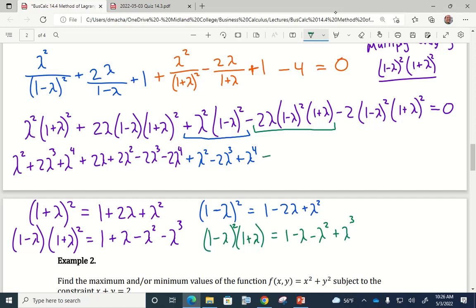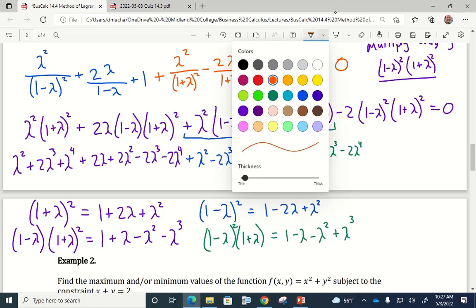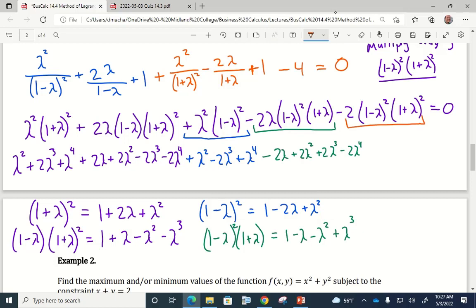So now here in green, I have to multiply every one of those terms times 2 lambda, so I have minus 2 lambda. 2 negatives make plus 2 lambda squared. Another 2 negatives make plus 2 lambda cube, and then minus 2 lambda to the 4th. Yikes. Okay. Getting down to the last term.